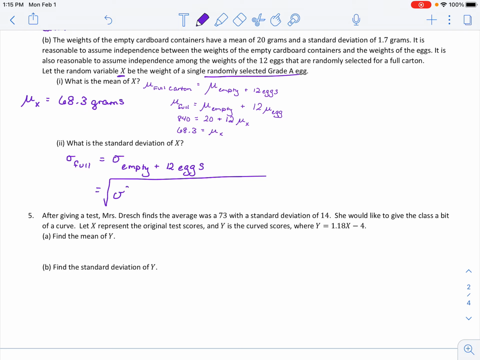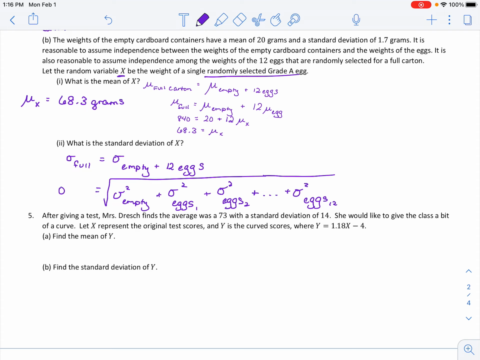You can add the variances and then just square root what you get. So I'm going to think the variance of an empty container plus the variance of one of the eggs plus the variance of a second egg plus, I have to do that until I get to all 12 eggs. So the variance of my 12th egg. So if I can sum all those individual variances up, then I can square root it.